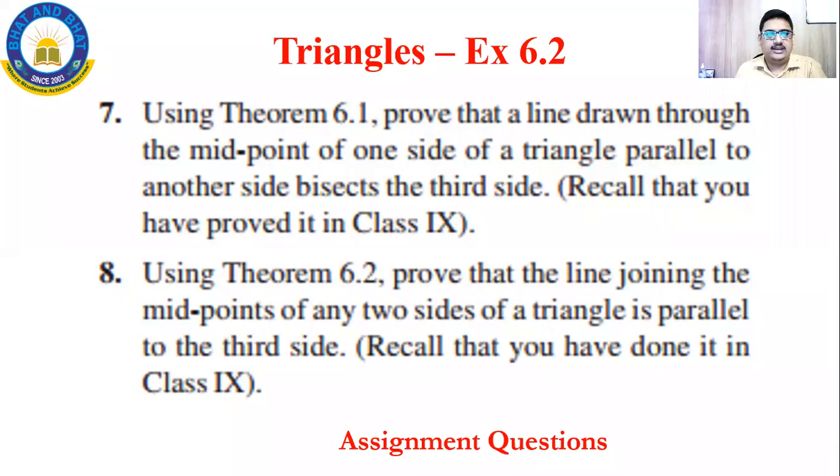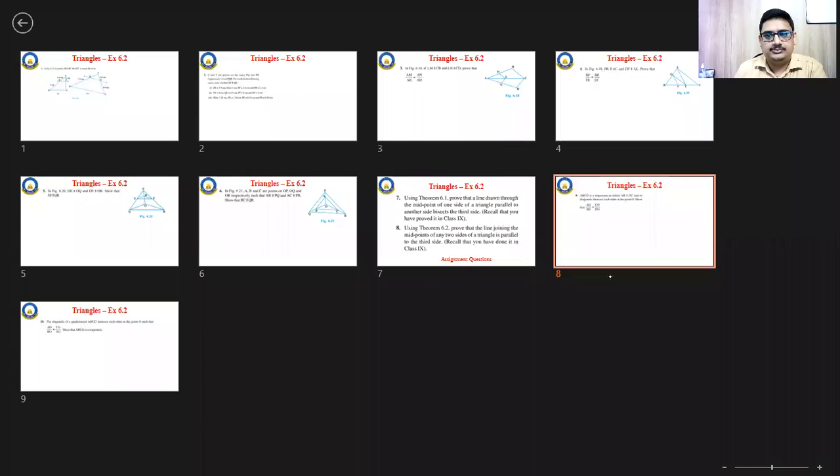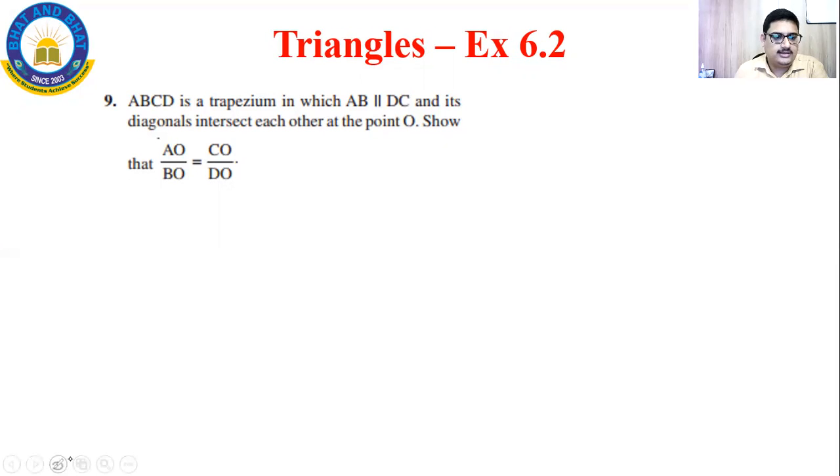Yes. So let us take up next question then. ABCD is a trapezium in which AB is parallel to DC and its diagonals intersect each other at point O. Show that AO by BO is equal to CO by DO. So for better understanding, what should be my first step, students? My first step is to draw the diagram for better understanding.